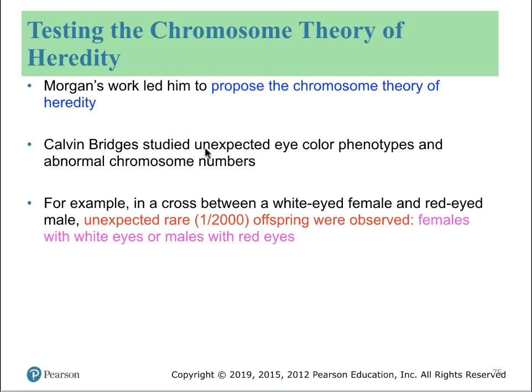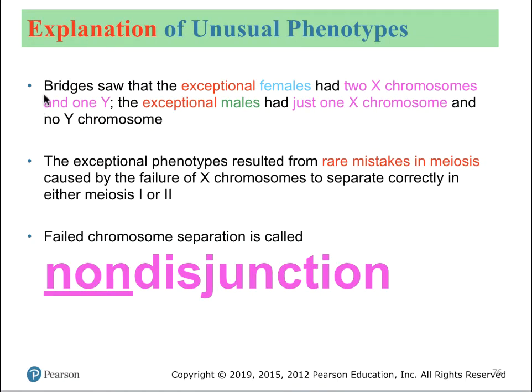Calvin Bridges was also studying fly eye color phenotypes and looking for abnormal chromosome numbers. Every so often he would find something unexpected, maybe at a ratio of 1 in 2,000. He found females with white eyes or males with red eyes when he wasn't expecting them. By studying these individuals further, he saw that the exceptional females had two X chromosomes and a Y chromosome. So they had 3 chromosomes. And these exceptional males had just one X chromosome and no other chromosome. So they were just X, 0.